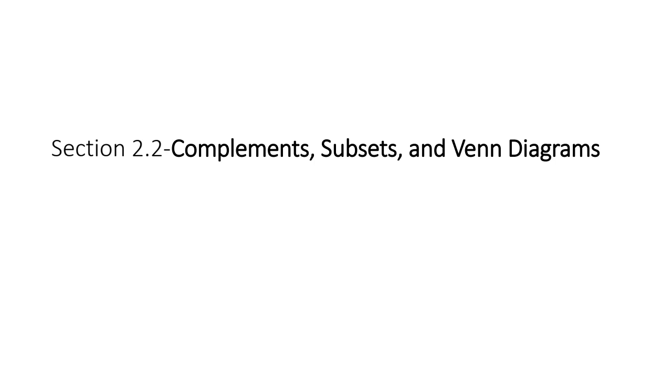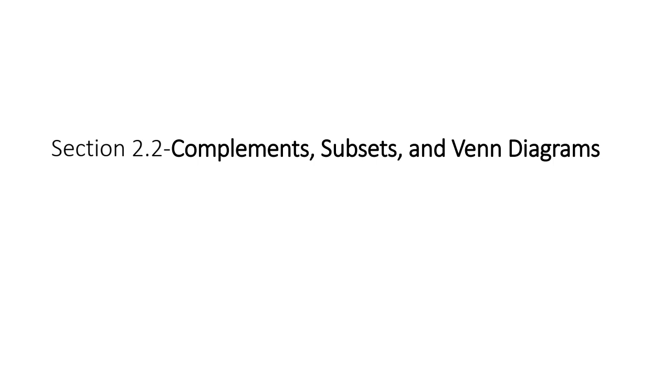They're not of the same size. The amount of elements, the cardinality, is kind of like the size. Okay, so the next set of definitions is from section 2.2. Now we're going to talk about complements, subsets, and Venn diagrams.